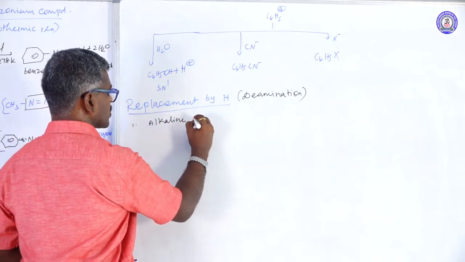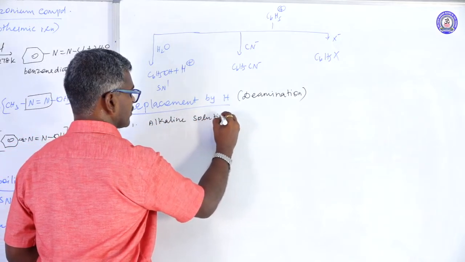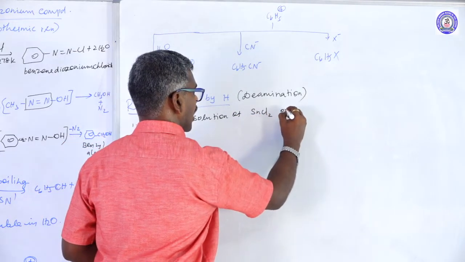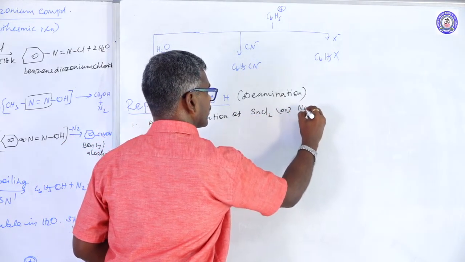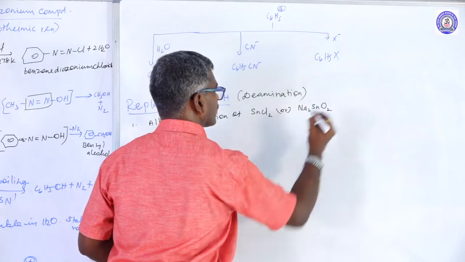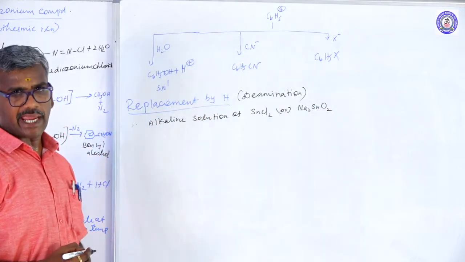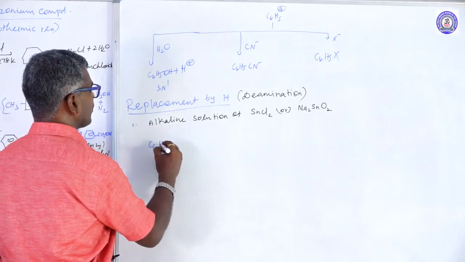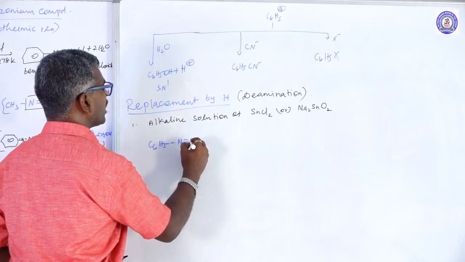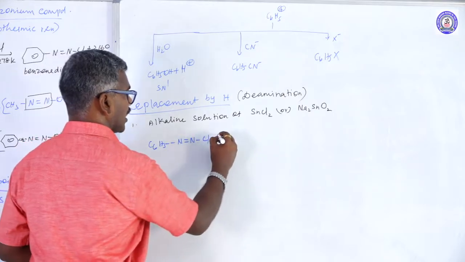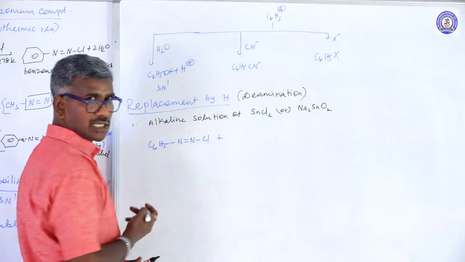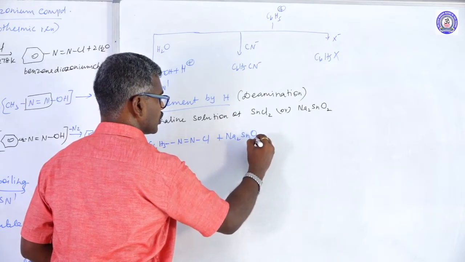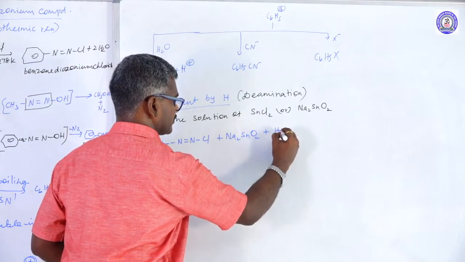First one: alkaline solution of stannous chloride or sodium stannite. For the equation, C6H5 N double bond N Cl reacts with any one of the reagents, so Na2SnO2 in the presence of water.